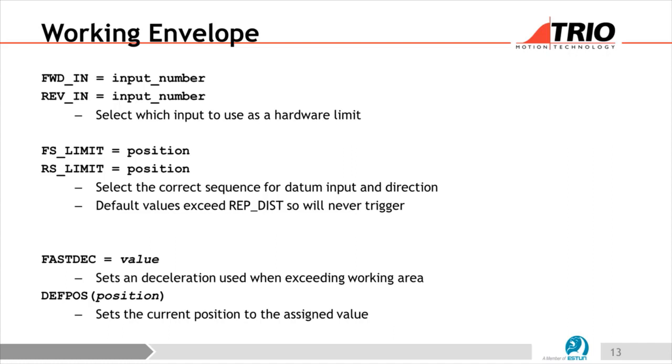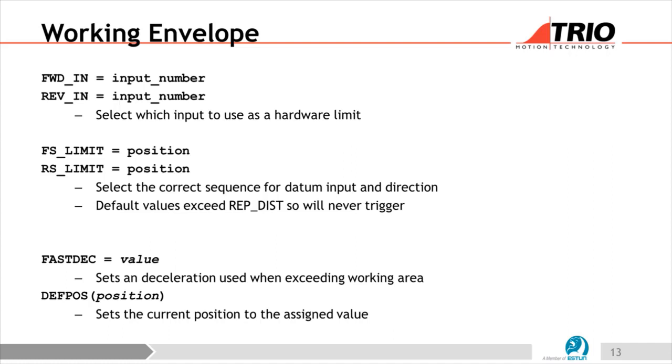Selecting the correct sequence for datum input and direction. Default values exceed this, so it will never trigger. This command we will come back to later. If you put this in the program, it will repeat the motion again in the same distance, so it will never trigger the hardware limits. Then fast deceleration is to do fast deceleration so that you don't exceed the working area, especially if you are working close to the limit switches.